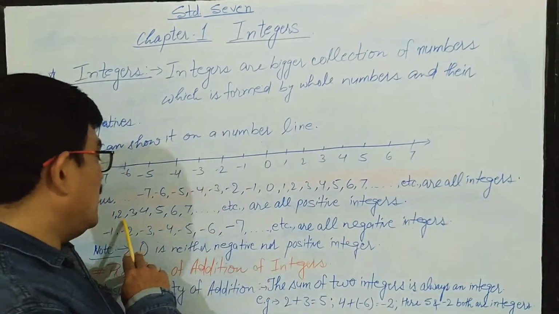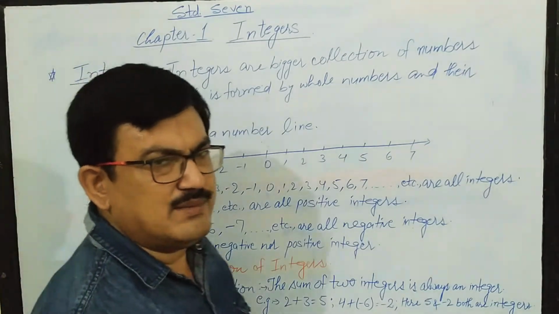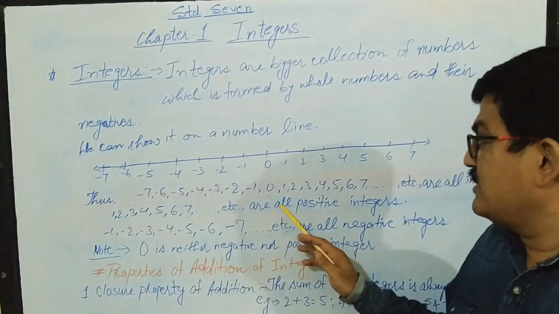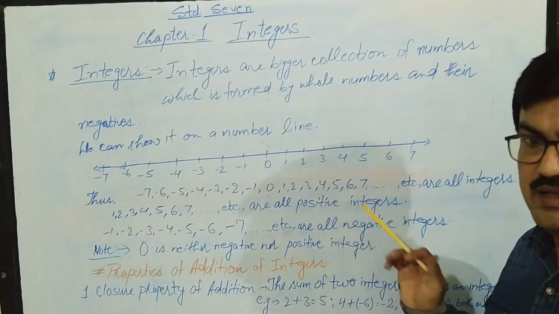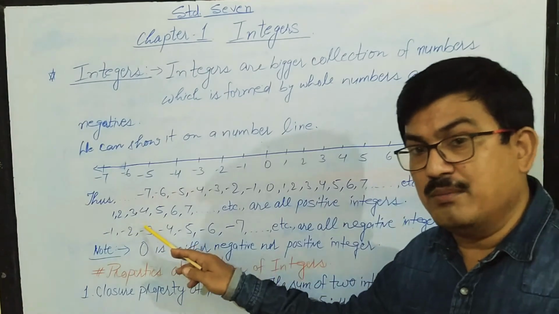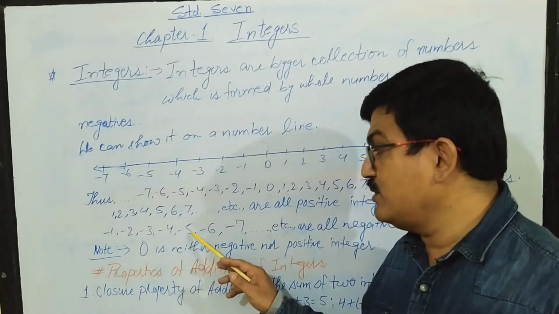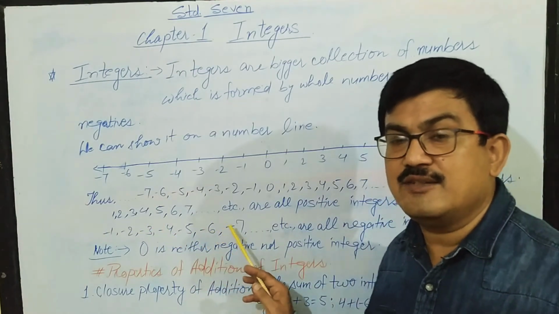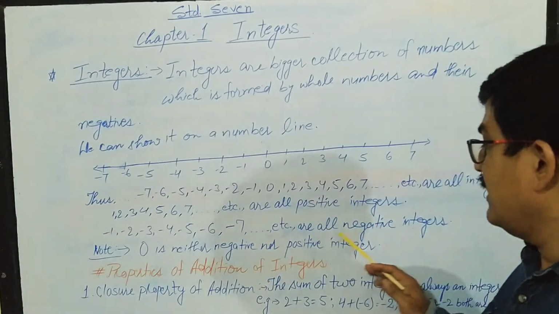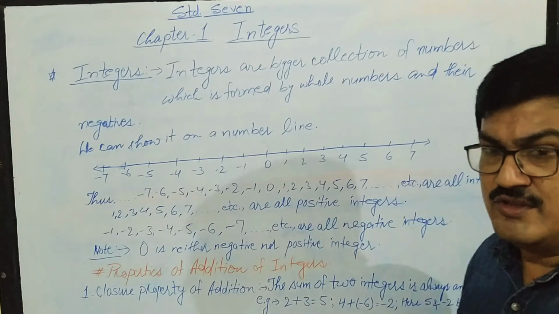Next is 1, 2, 3, 4, 5, 6, 7, and so on. These all are called positive integers. Then -1, -2, -3, -4, -5, -6, -7, and so on. They all are negative integers.